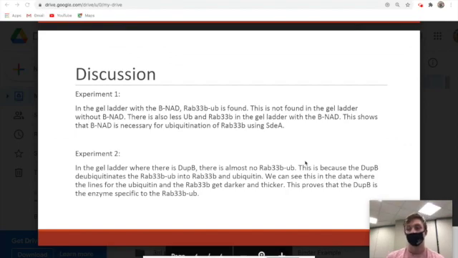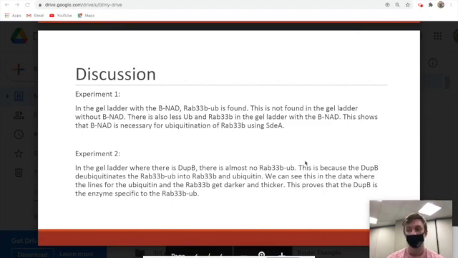And here we have the results. For experiment 1, in the gel lane with the NAD, RAB33B-UB is found. This is not found in the gel lane without NAD. There's also less UB and RAB in the gel lane with the NAD. This shows that the NAD is necessary for the ubiquitination of RAB33B using SDEA. This supports our hypothesis that NAD is the energy source of the reaction and that it cannot occur without it.